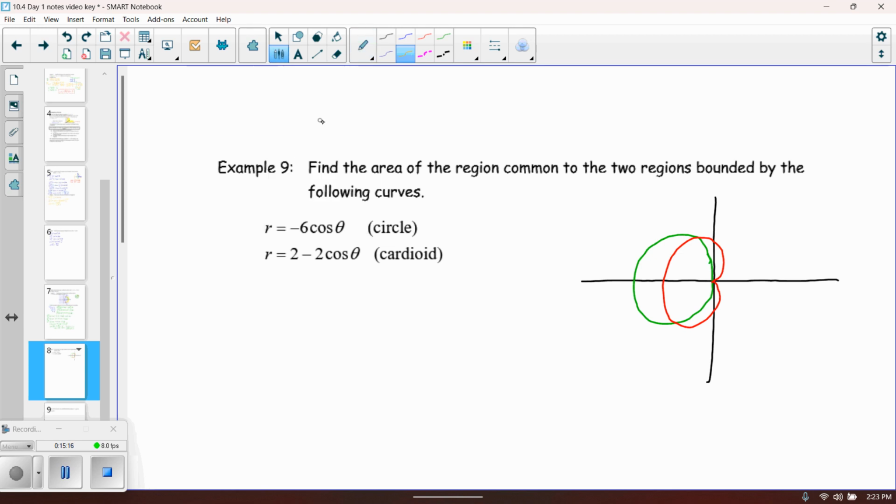I'm going to try my best to highlight inside the lines. The common space is in here. We are looking for all of this area right here. But there's a problem. We can't just say, okay, let's just figure out one minus the other. It doesn't work that way in this case.